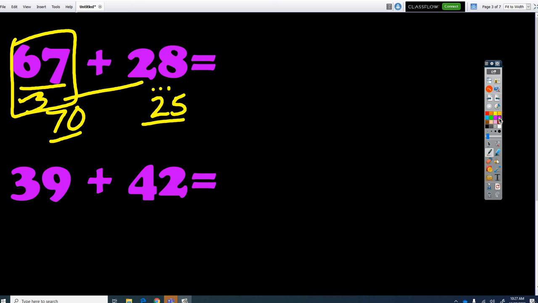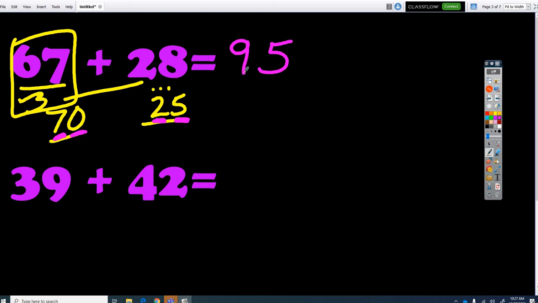And if you remember, one way we can do it is to just put the ones together. So if I have 0 and then I have 5, I'll have 5 ones, right? And then I can do the tens. I have 7 and I have 2. 7 and 2 would make 9.